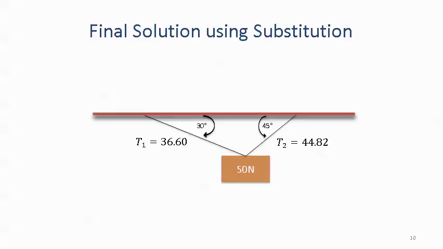Okay, putting the pieces together, we see that for the 50 Newton weight, the tension on the first cable, the one at 30 degrees, was 36.6 newtons. The tension on the cable at 45 degrees was 44.8 newtons. Then together they suspend our weight. Now we solve this using substitution. We're going to end this lecture here, come on back for the next lecture, and we'll solve it using matrix algebra, and then look at it using Cramer's rule.